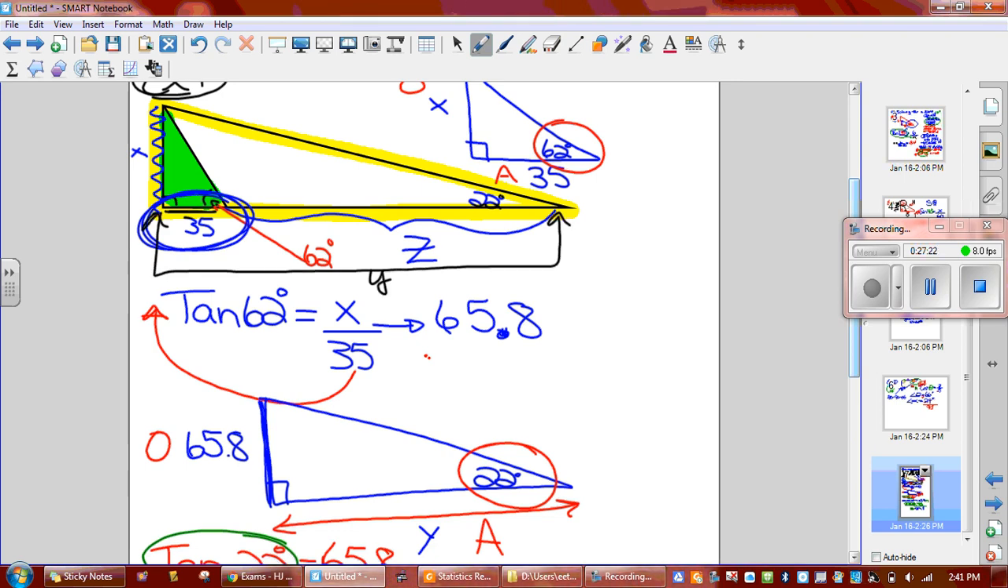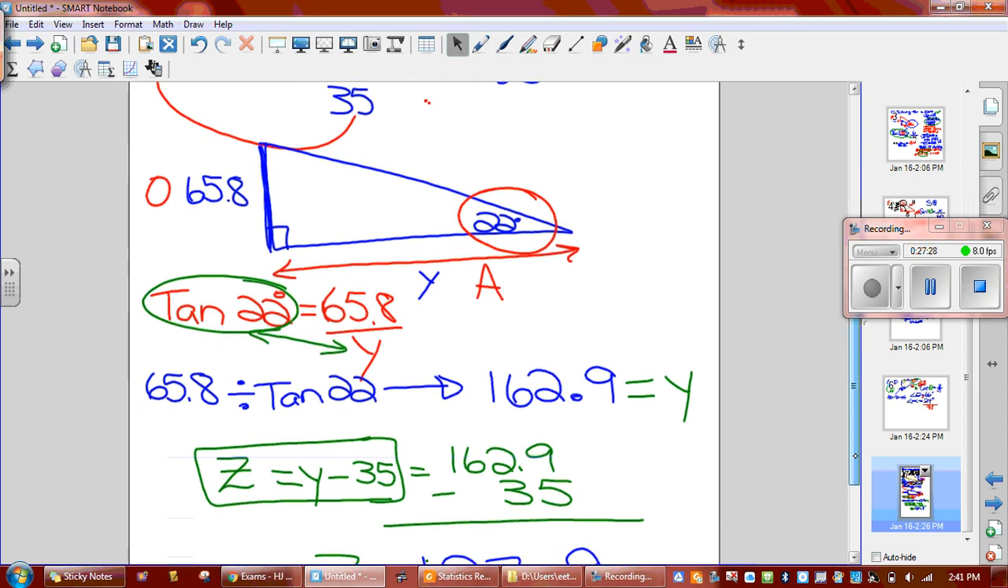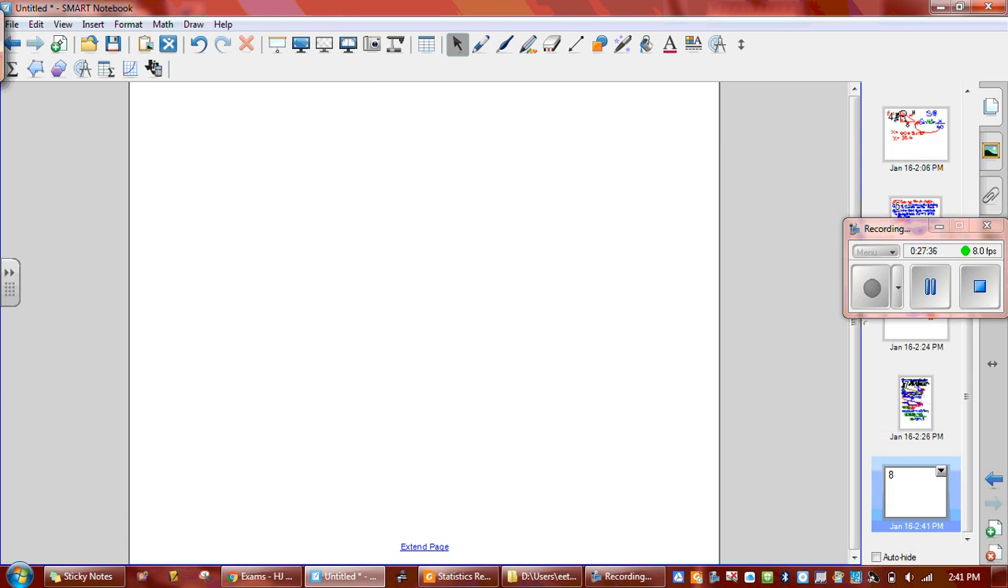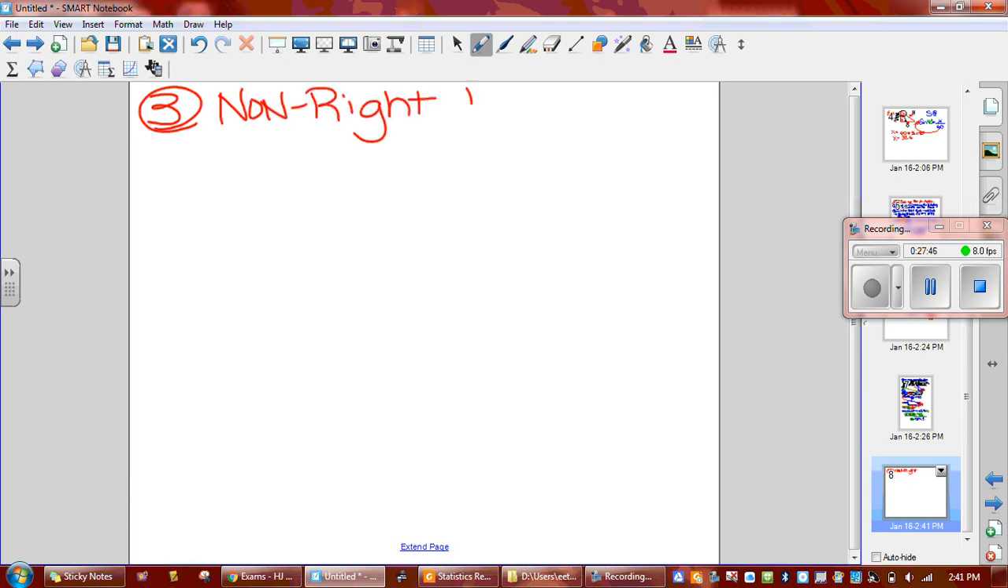Now we're going to take a look at solving for non-right triangles. So this is number 3. Now we have non-right triangles. For non-right triangles, we only have 2 options, sine law or cosine law. So the first one we're going to take a look at is sine law.